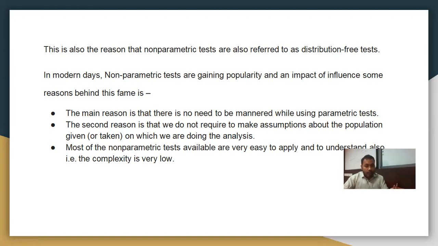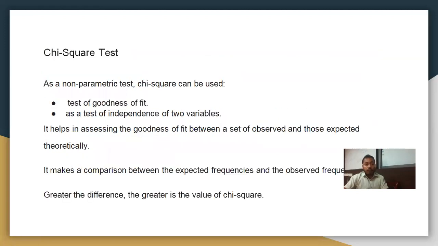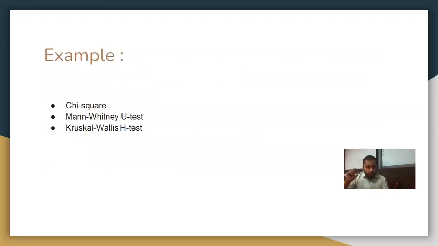Okay, easy. Most of the non-parametric tests available are very easy to apply and to understand also. So if we compare parametric and non-parametric, non-parametric is easy to employ, right? Complexity is also very low. Now some very common examples of frequently used non-parametric tests are chi-square test, Mann-Whitney U test.